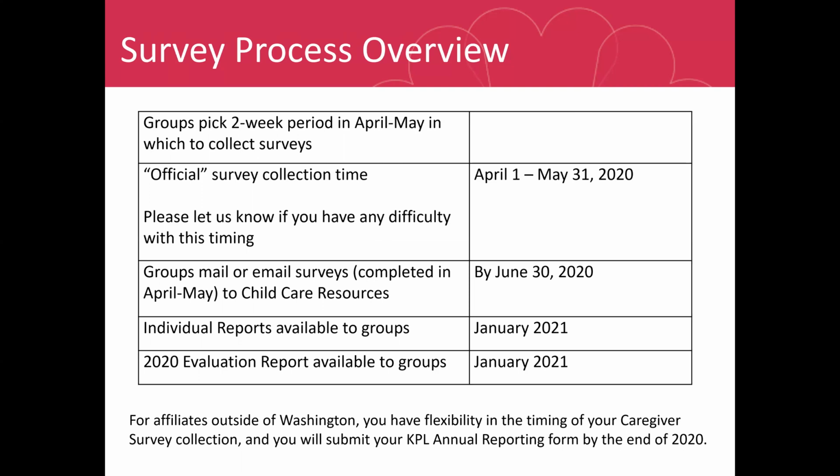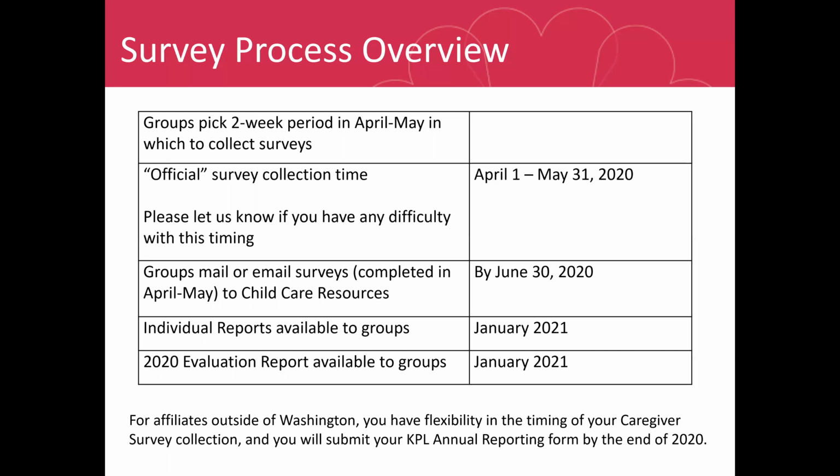Then in April and May, choose a 2-week period that you want to implement the survey. We suggest a 2-week time frame so that caregivers that are not there the first week can fill it out the second week, so we capture that second wave of people. After you've implemented the surveys during that 2-week period in either April or May, we ask that you submit them to us by June 30th, 2020. Most email the surveys, which is great. Some prefer to mail them via post office, which is fine too.